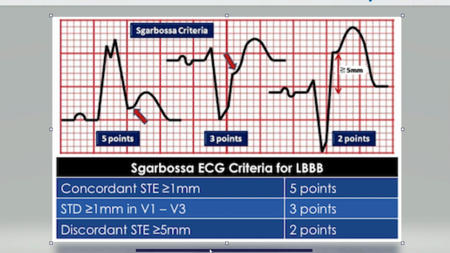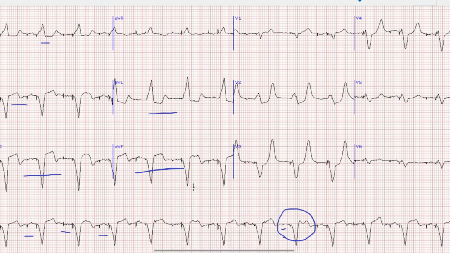And last is if there is ST elevation of more than or equal to 5 millimeters and that ST elevation is discordant, meaning that the direction of the QRS complex and the direction of ST elevation are opposite. In that case, we give 2 points. In an ECG with 3 or more points on Sgarbossa criteria, there is 90% sensitivity and specificity of ischemia being present. Now we move back to our case.